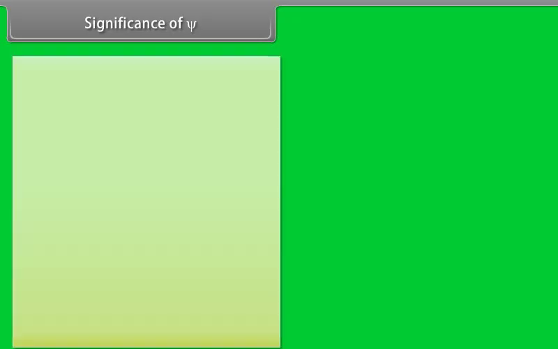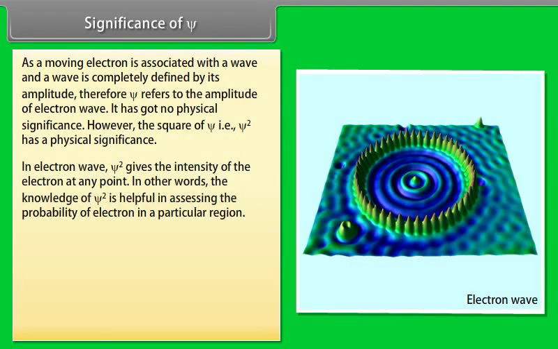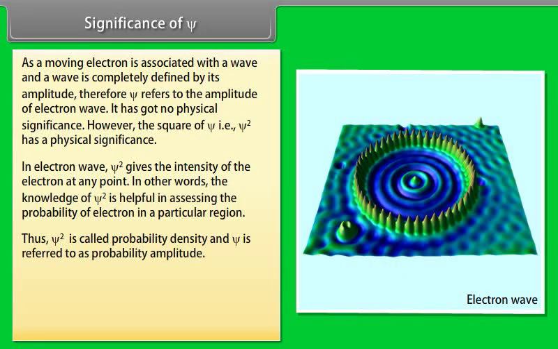Significance of psi. As a moving electron is associated with a wave, and a wave is completely defined by its amplitude, psi refers to the amplitude of the electron wave. It has no physical significance. However, the square of psi, that is ψ², has a physical significance. In an electron wave, ψ² gives the intensity of the electron at any point. In other words, the knowledge of ψ² is helpful in assessing the probability of finding the electron in a particular region. Thus, ψ² is called probability density and ψ is referred to as probability amplitude.